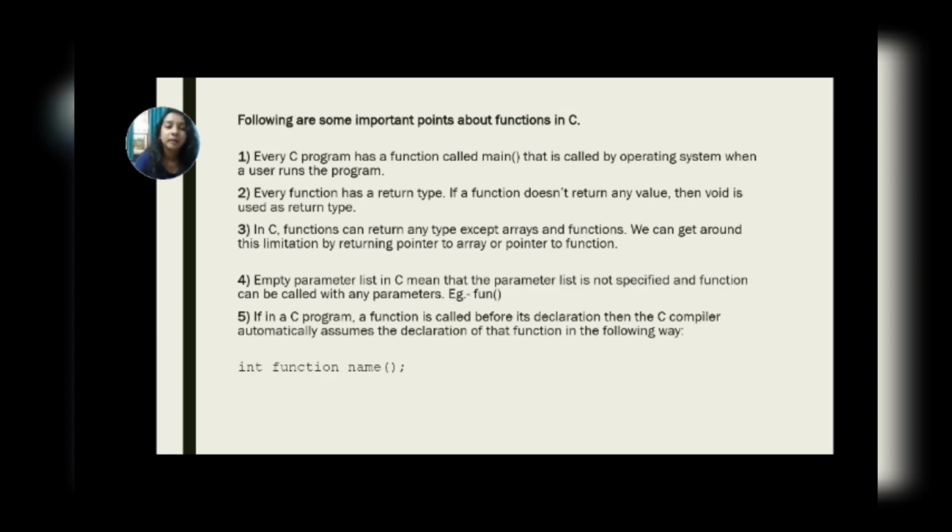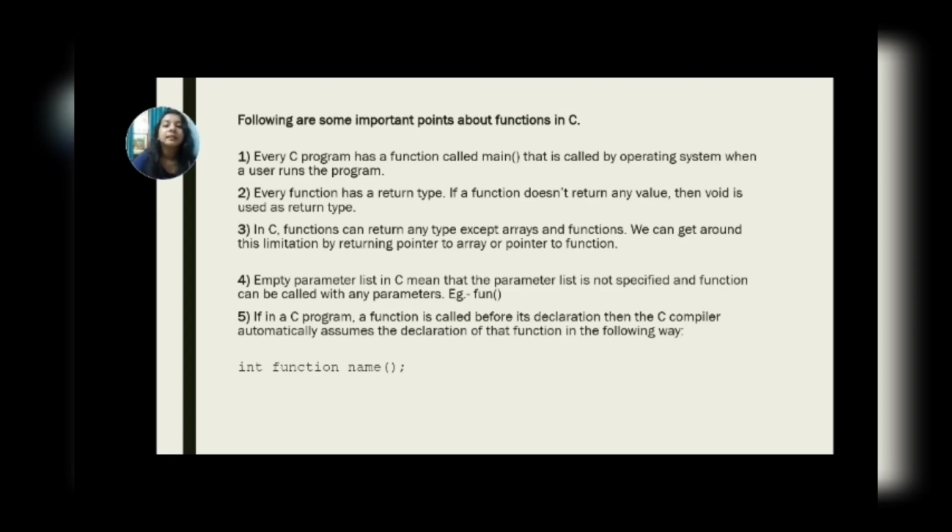Now, the third thing about functions is that in C, functions can return any type of variable, be it integer, float, double, character, anything. But it cannot directly return arrays and functions. If you wish to return arrays and functions, then you can do that by returning the pointer to that specific array or that specific function. Pointers are very, very important. You can use pointers to return functions or arrays, but you can't return them directly as you do with any integer value or float value or character value.